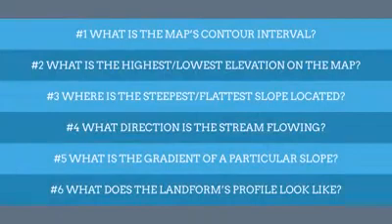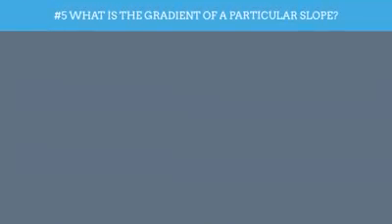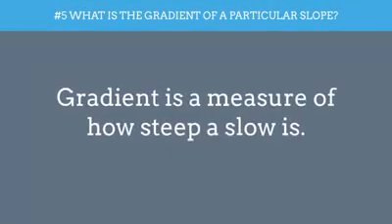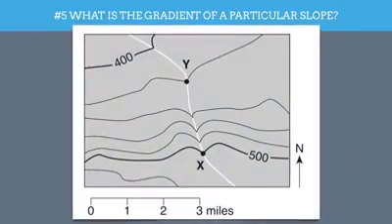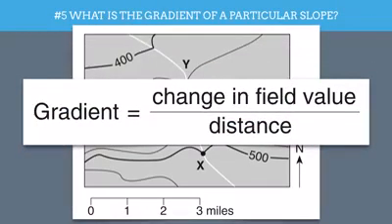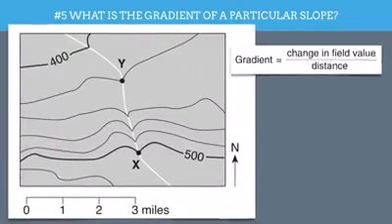What about gradient? Well, gradient is a measure of how steep a slope is. It's a numerical measure, meaning we can actually calculate whether a slope is very steep or very gradual. So let's look at another map here. In order to calculate gradient, we need a formula. The formula is change in field value divided by distance. This can be found in the Earth Science reference tables.